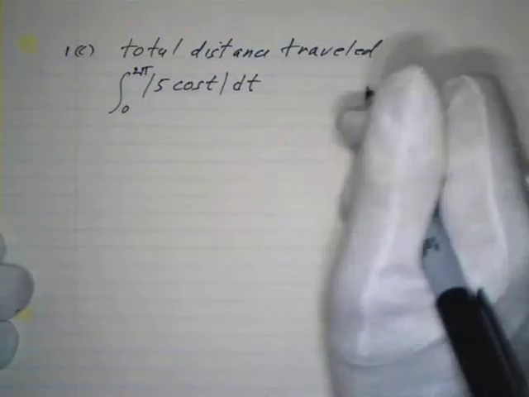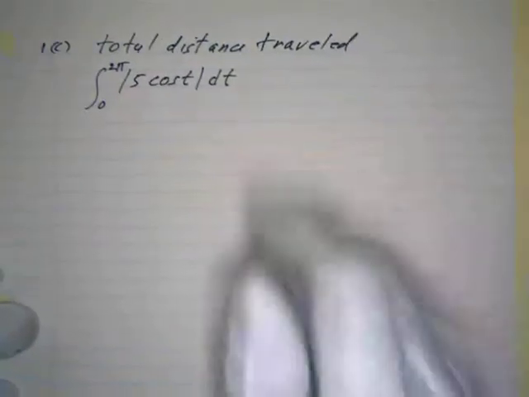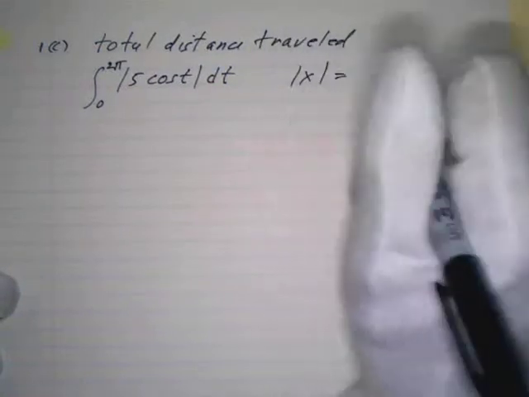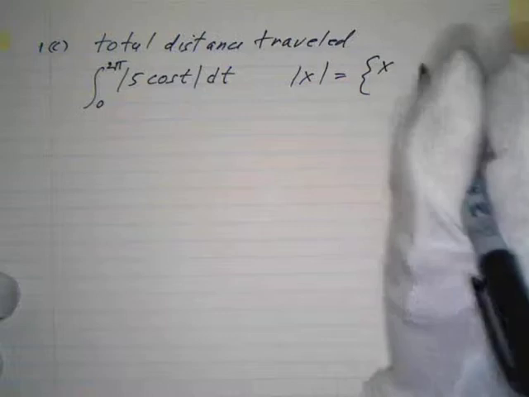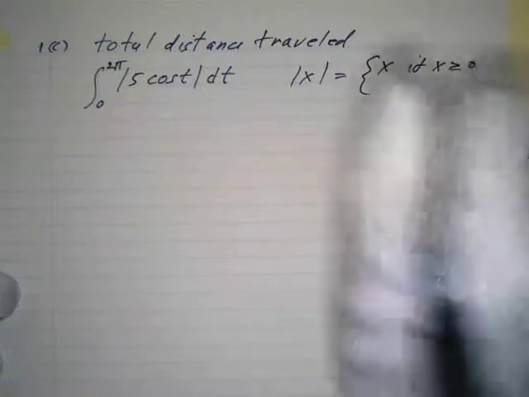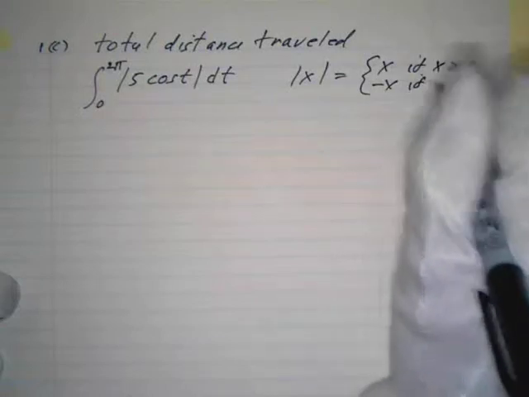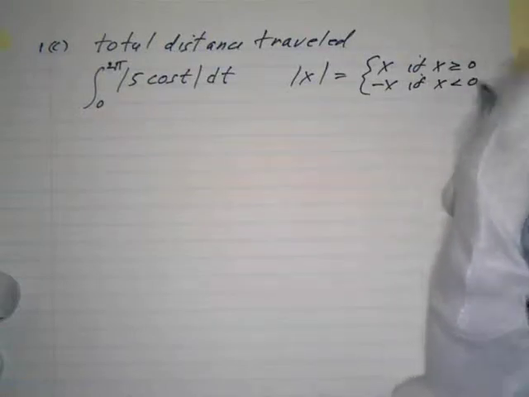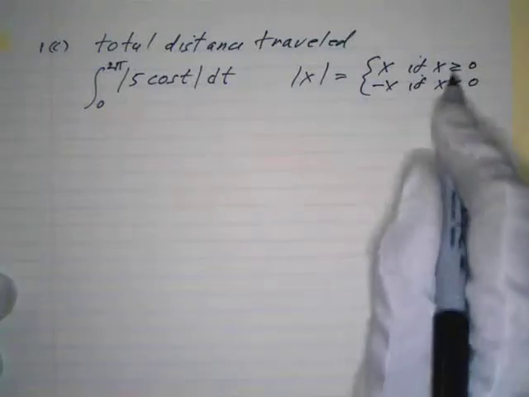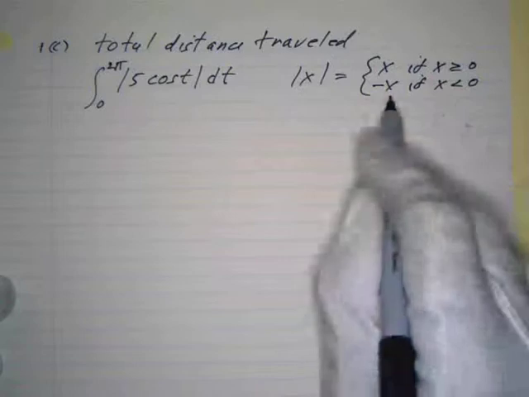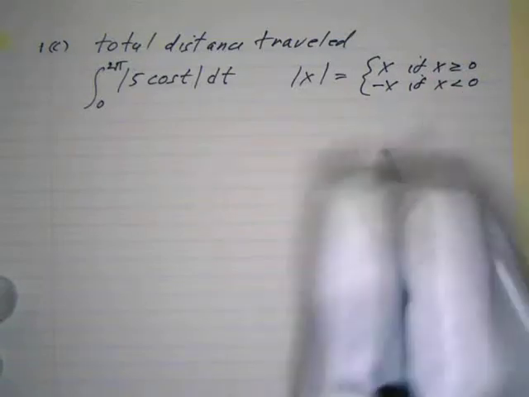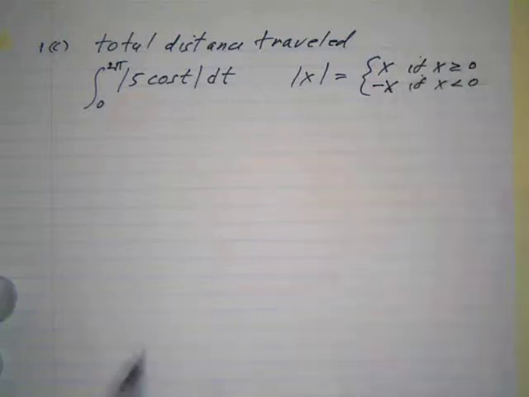Now remember, the absolute value of x is defined as x if x is greater than or equal to 0, and negative x if x is less than 0. 0 is in between there, so we can use it either place. But remember, if x is negative, then we take its negative.